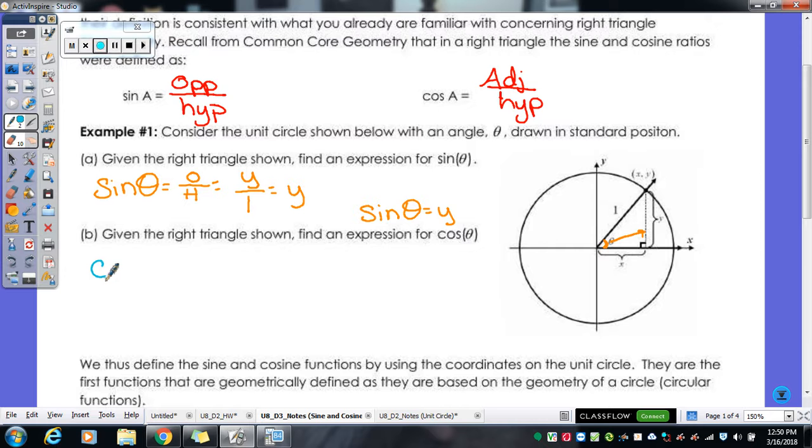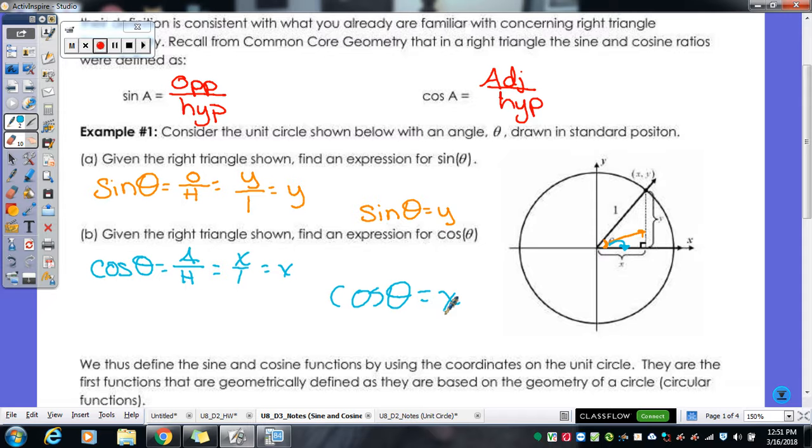Let's take a look at cosine. Cosine, as we said, is the adjacent side over the hypotenuse. So our adjacent side to our theta is x. Our hypotenuse is still a 1. So that makes cosine the x value. So cosine theta equals x. So again, going back to my 30-degree angle, my x value from that was radical 3 over 2, so that means the cosine of 30 is radical 3 over 2.